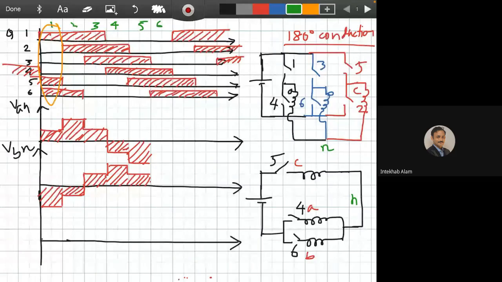So what will be the value of VAN? Sir, VAN will be minus 2/3 of VIN. Do you agree, Sajal Kumar Ghosh? No, sir. So what will be the value of VAN? Minus 1/3 of VIN. Good.